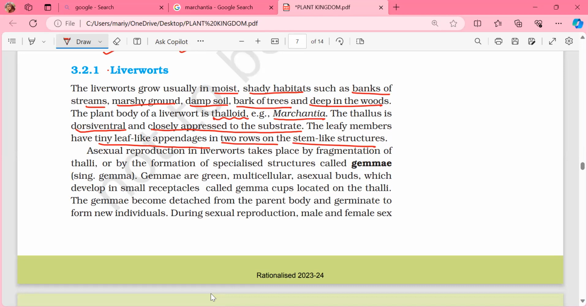Now talking about the asexual reproduction, in the case of liverwort, it takes place by fragmentation of the thalli or by the formation of specialized structures that are known as gemmae. So two methods of asexual reproduction are there. The first one is fragmentation and the next one is gemmae. Now what is gemmae? Fragmentation, you understand or not? What is fragmentation? Quickly.